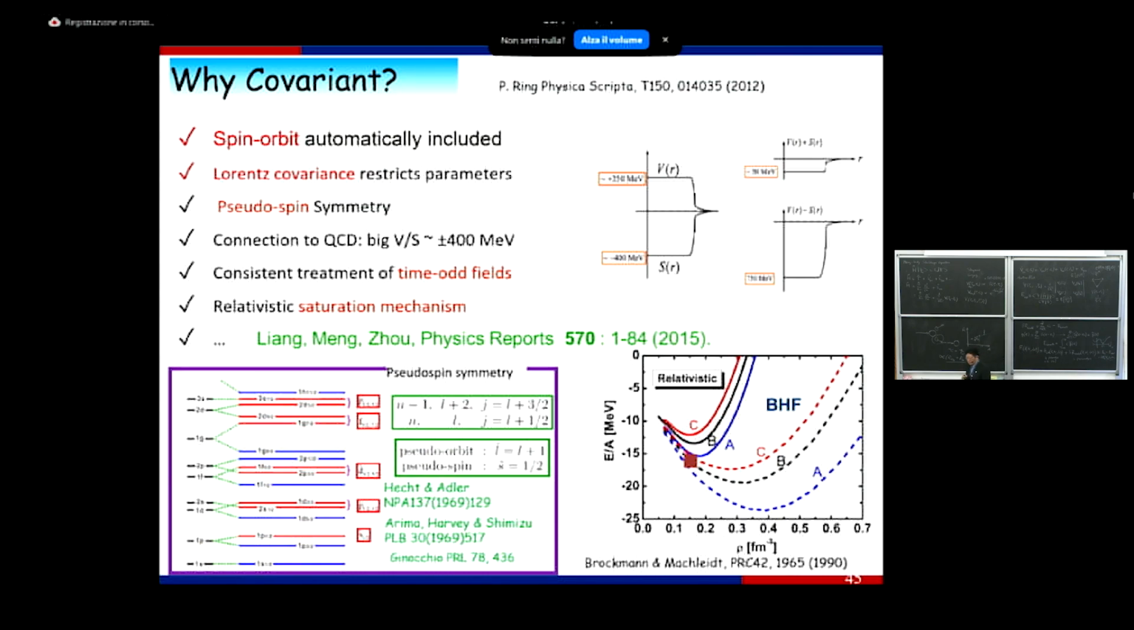This is very important because yesterday we mentioned a lot of phenomena of nuclear rotating. The nuclear rotating system normally will break the time-reversal invariance symmetry. If time invariance is broken, then immediately there will appear a kind of time-odd field. Non-relativistically, it could be a problem because you need a new parameter for the time-odd field.